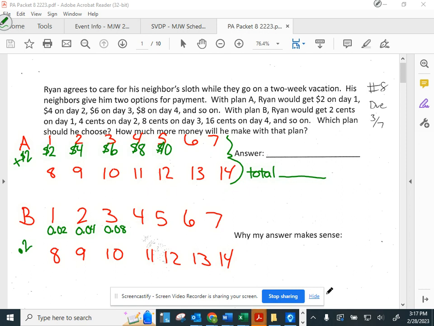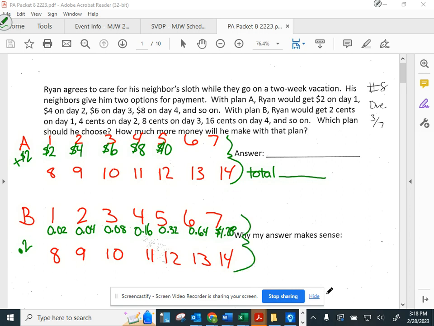So 0.2 times 2 is 0.4. 0.4 times 2 is 0.8. On day 4, he gets 16 cents. So then day 5, if we multiply that by 2, he gets 32 cents. Then on day 6, he would get 64 cents. And then 64 cents times 2 is now $1.28. And you're going to keep increasing by multiplying by 2 for all of plan B.